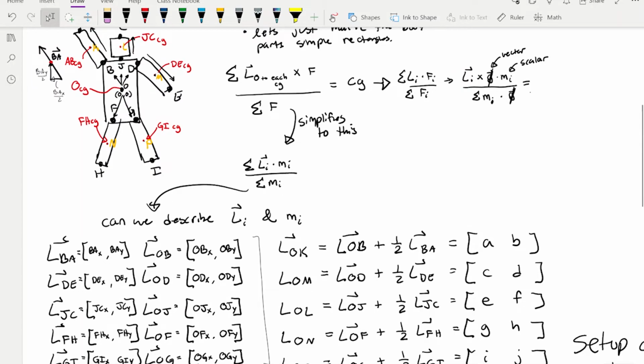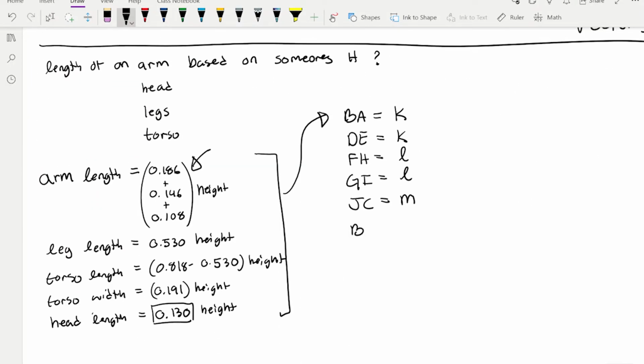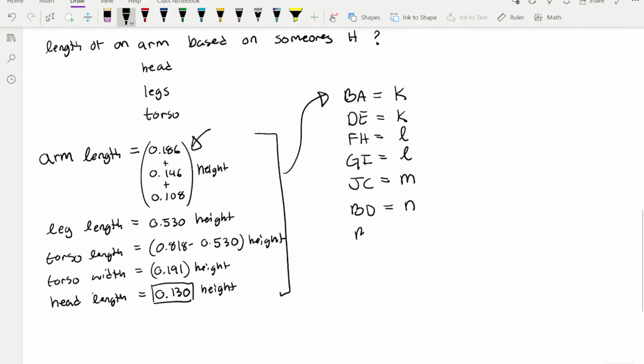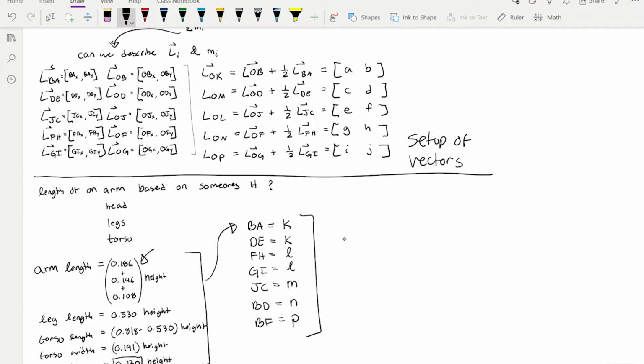And then we need to describe these points on the torso, B, D, F, G. So we need to talk about what's the width B to D. Torso width, call that N. And then B to F, let's call just BF, is torso height. Torso length, this one. Let's call that little P. Alright, so we can use all this stuff to find our vectors, LBA, LOB, right? All this stuff.